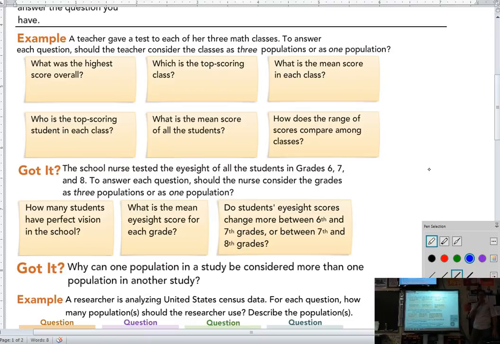So, take a moment, try it on your own. Write just 1 or 3 beneath them. 1 single population or 3 to keep them split. Or you could write together or separate, but I figure 1 and 3 is quicker.